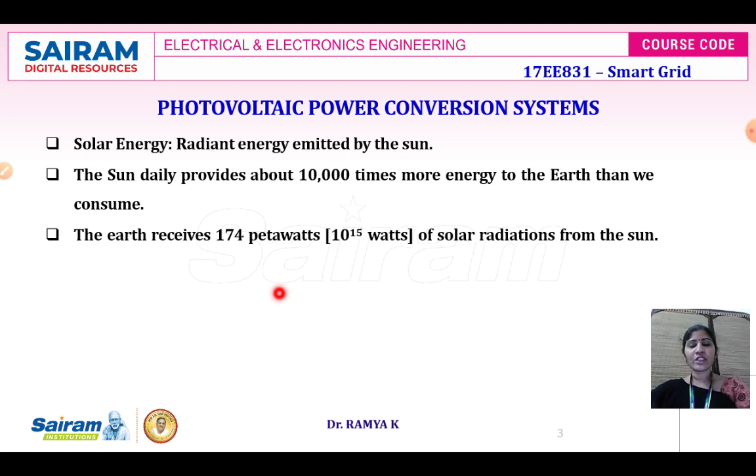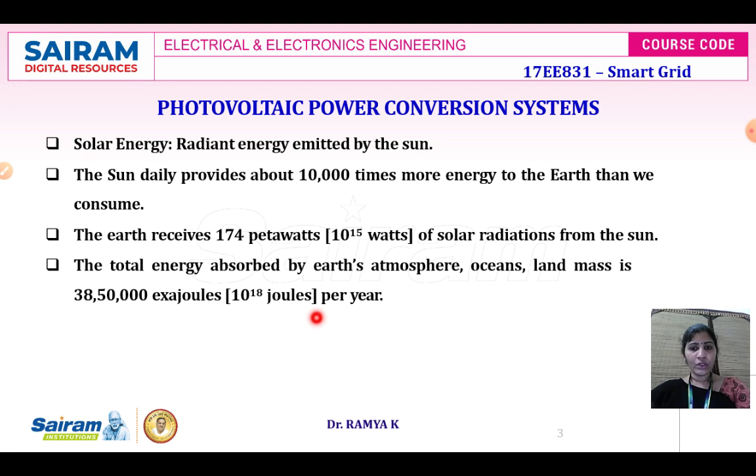So from the sun, it is possible for us to take a power of 174 petawatts, because the Earth is capable of receiving 174 petawatts of solar radiation from the sun. And also the total energy absorbed by the atmosphere, ocean, and land mass is 38 lakh 50,000 exajoules. Exajoules means 10 to the power of 18 joules per year. So per year if we could obtain an energy of 38 lakh 50,000 exajoules, we can say that per month it is possible for us to develop the amount of energy that is required for the customer.